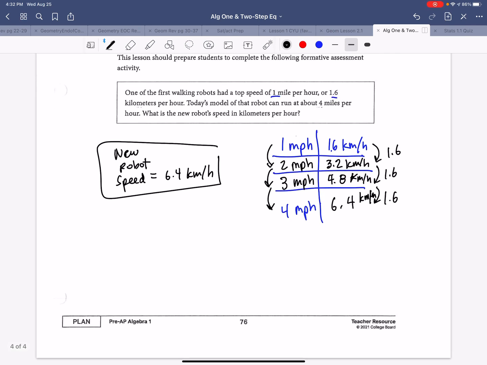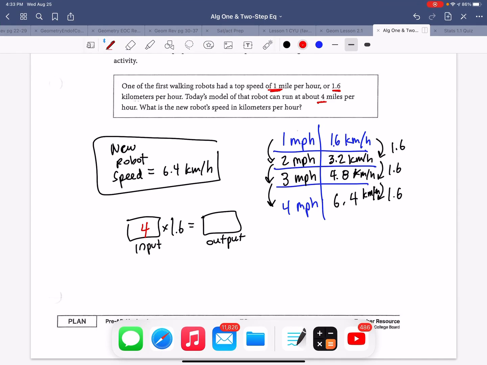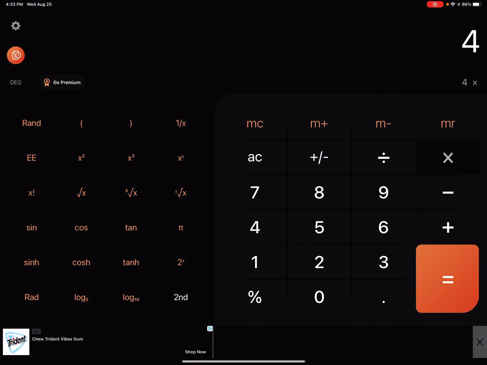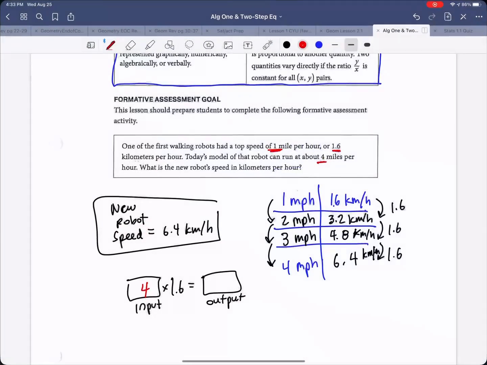But how would we use our conversion factor? Well, again, we have our input and our output. So if they give us an input value of 1, we get out 1.6. If I put in the input value of 4, so 4 times 1.6, I get 6.4 again. So that was another way to do it. Same answer.